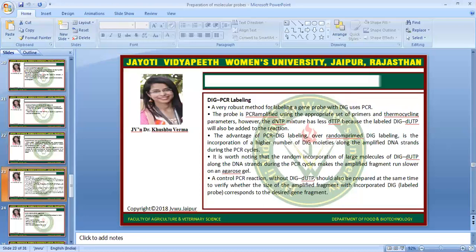Next is DIG PCR labeling, a very short, robust method for labeling a gene probe with DIG using PCR. It basically depends on thermocycling. So this is the sum up of this session, which is radioactive labeling.